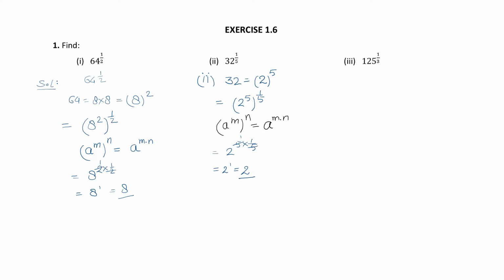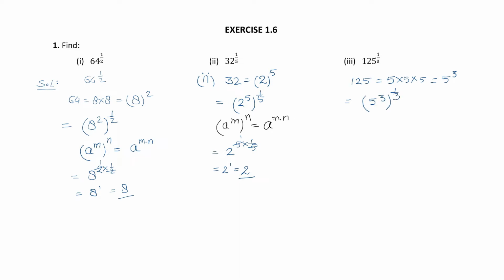So हम 125 को लिख सकते हैं, 125 is equal to 5 की पावर 3, like 5 into 5 into 5. So we can say like 5 की पावर 3. So we will write it as (5 की पावर 3) या 5 cube to the power 1/3.